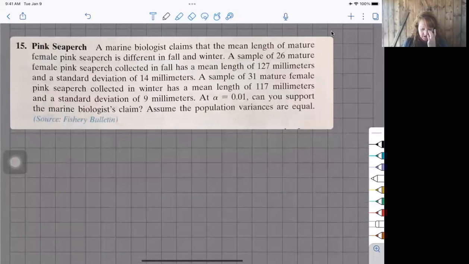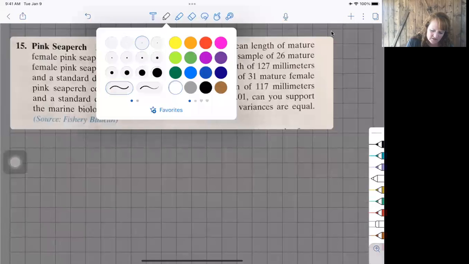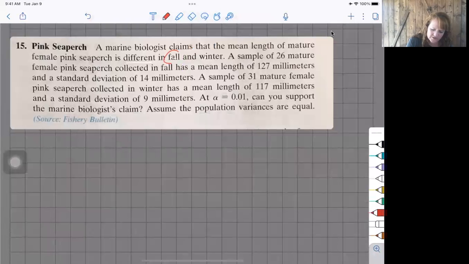Here we go. A marine biologist claims that the mean length of mature pink sea perch is different in the fall and the winter. So it looks like we are comparing fall and winter. So I'm going to call the fall 1 and the winter 2. So here we go. We've got fall and we've got winter. We're going to compare the two means. And the claim is that they are different. Different means not equal to. So this is going to be my claim.